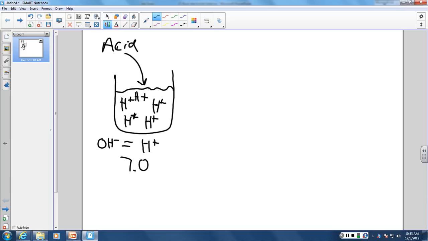Know any acids? Hydrochloric we just mentioned, so HCl. In hydrochloric acid, you actually have hydrogens released in solution, but you also have chloride ions. So basically the H and the Cl just separate. But it's the hydrogens that contribute to the pH. Chloride doesn't contribute to the pH, just the hydrogen ions.